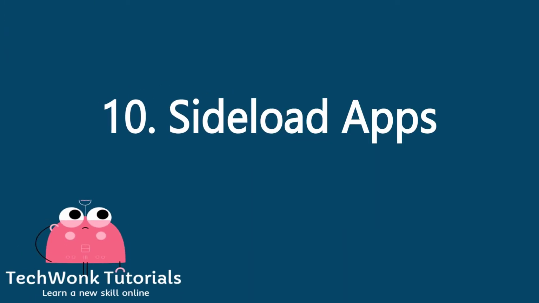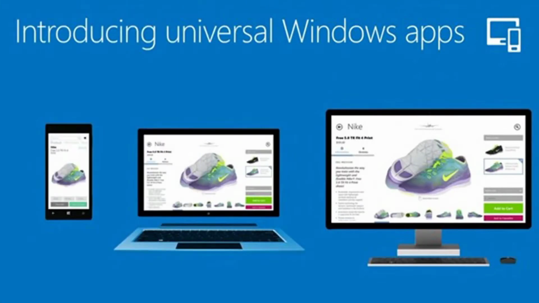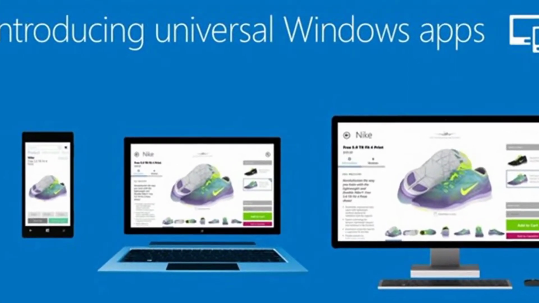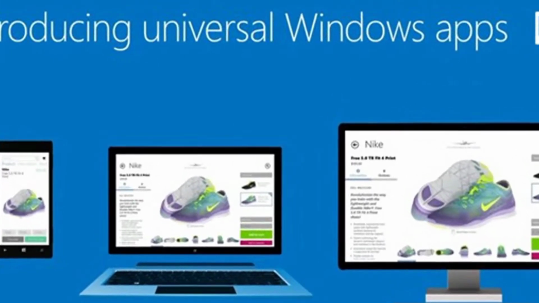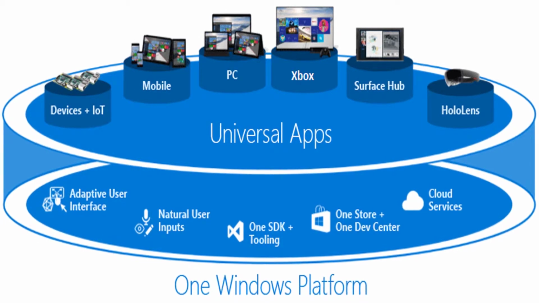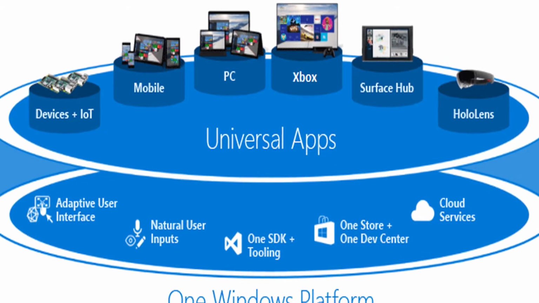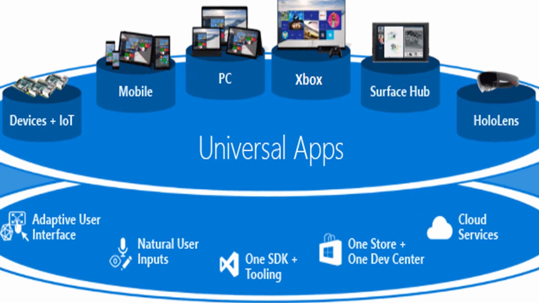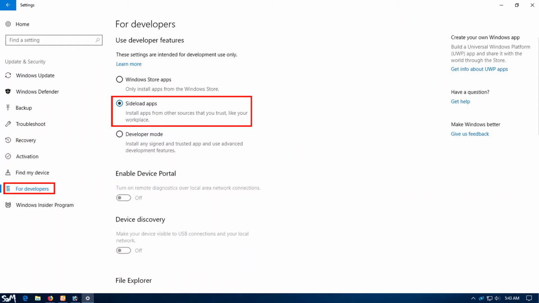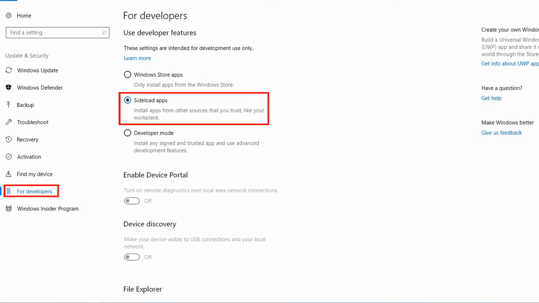10. Sideload Apps. You can now install Universal Windows apps from anywhere. Before, in Windows 8.x, the store was the only way to get apps. Of course, you could always install desktop apps as you pleased, but for modern apps, you were basically trapped into using the Windows Store. Now you can sideload apps from anywhere.